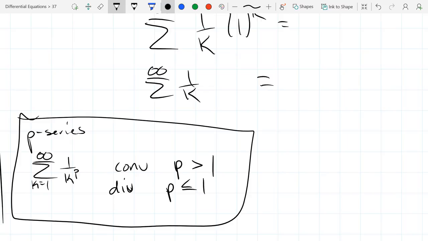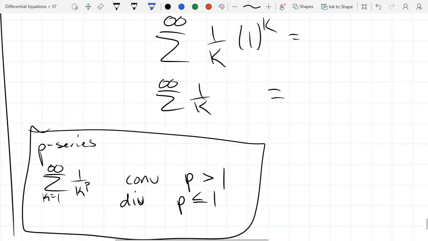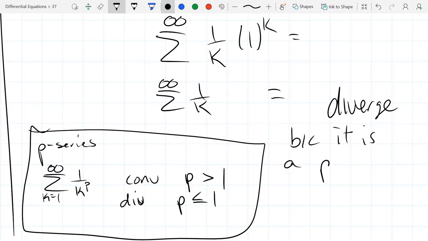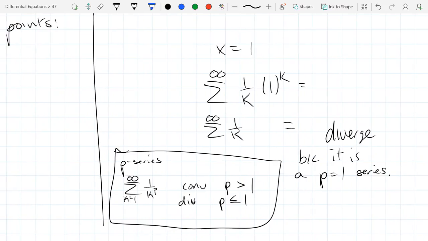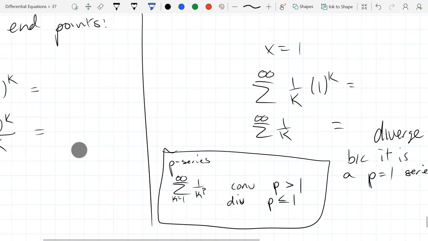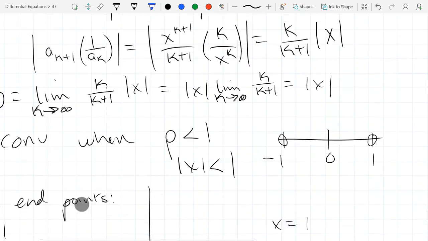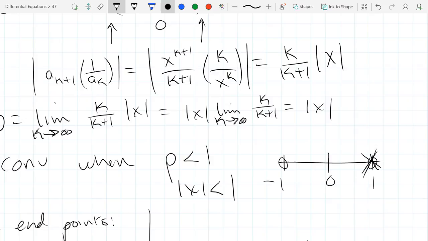Sometimes you just had this series right here. So this is a p series with p equals 1. So this is going to diverge, because it's a p equals 1 p series. The way we showed that that's a divergent p series, we did an integral test on it, and it added up to infinity. Okay, so that's going to diverge. So 1 is out. Make sure we don't count the 1.